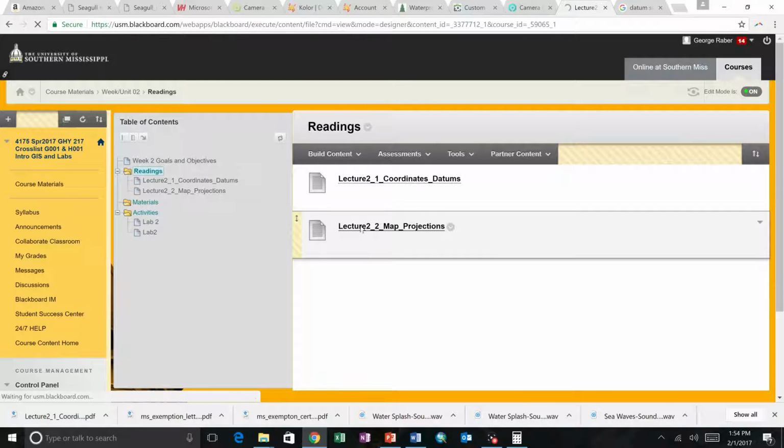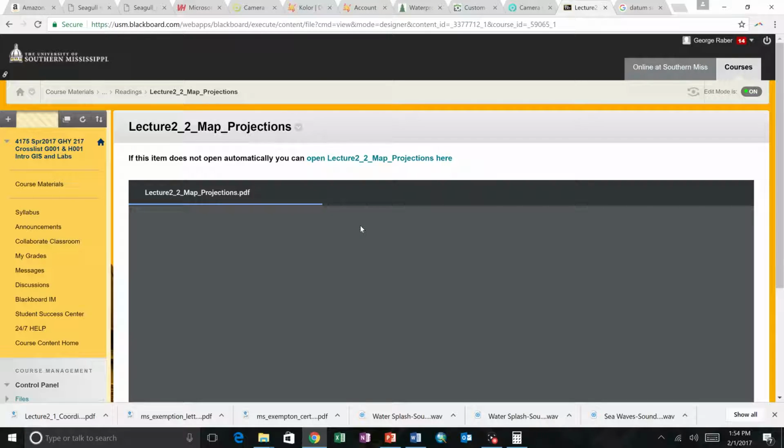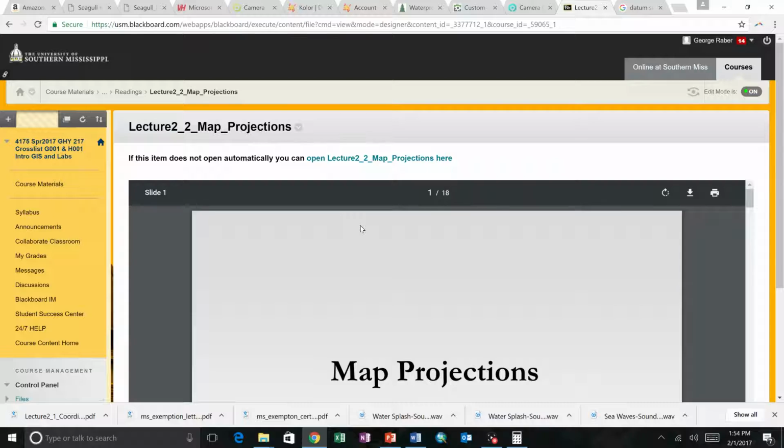All right, so map projections and latitude and longitude build on the next concept. It's not like there are two different types of coordinates. Well, I mean, kind of, there are two different types of coordinates.